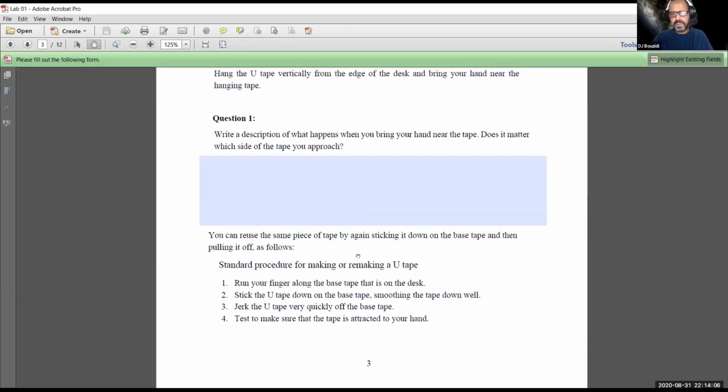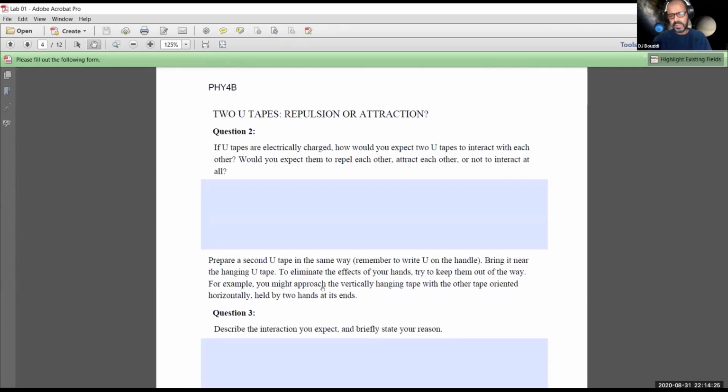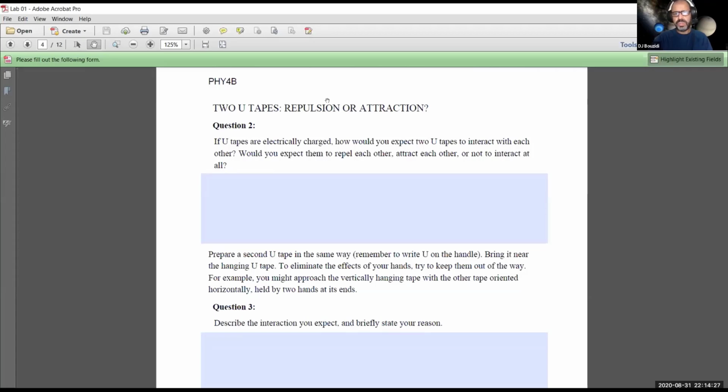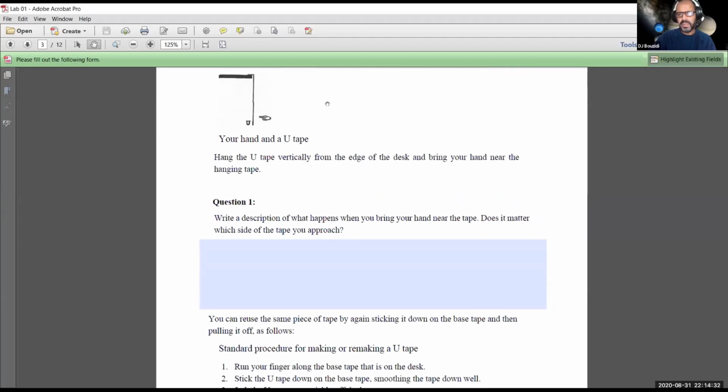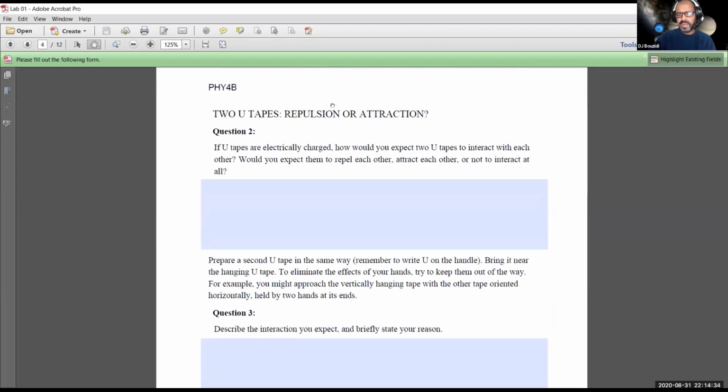So that's the standard process of making what we call U and V tapes, because there is another kind that you need to make at the end. Whatever charges are on one of them, you need to make the opposite using a different technique on the other one. So the 2 U tapes. Now the first one was between your finger and the U tape. That is one interaction. Then you have 2 U tapes. So we're going to make 2 of them now, and you're going to observe their interactions.